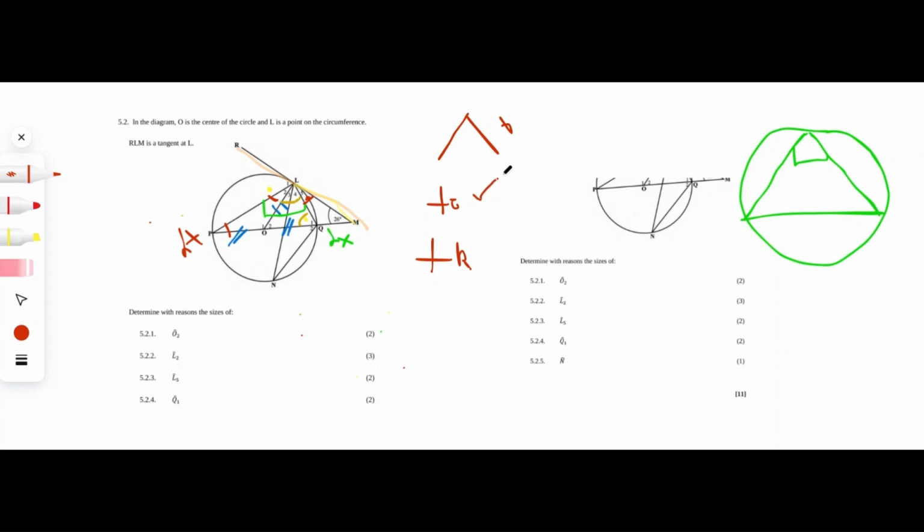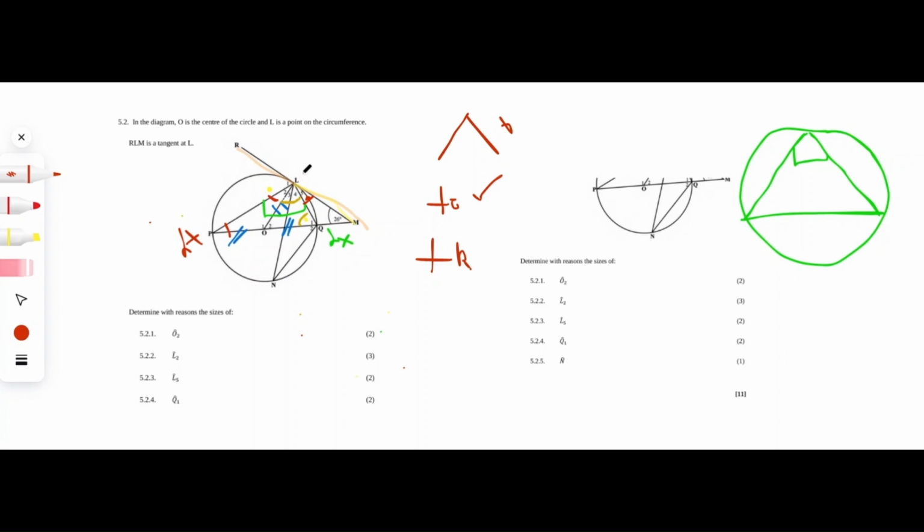Let's move on. What about tangent perpendicular to radius? We need a tangent and we need a radius. Our tangent in this case would be RLM. However, the radius has to touch the tangent. If the radius doesn't touch the tangent, then this theorem will not be valid. It will not be applicable.